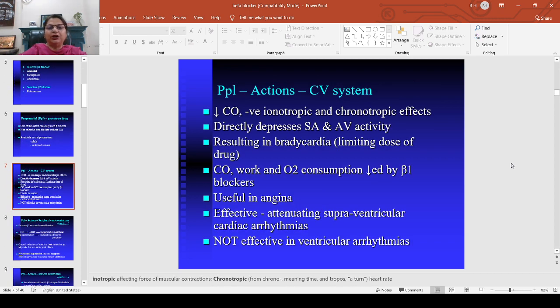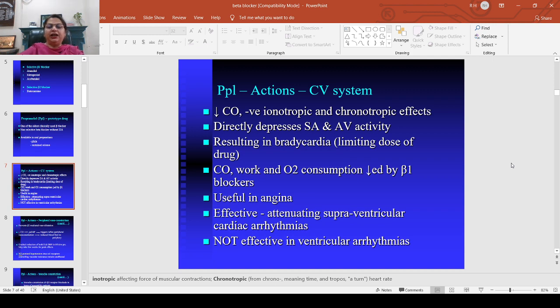Now coming on to their pharmacological actions, firstly on the cardiovascular system. Propranolol tends to decrease the cardiac output. It has a negative inotropic effect and a negative chronotropic effect. That is, the cardiac contractility is depressed and the heart rate is also decreased. Directly they depress both the SA and AV activity, thus resulting in bradycardia, which is a dose-limiting effect of the drug. Cardiac output, work, and oxygen consumption are decreased by beta-1 receptor blockers. They are useful in angina.